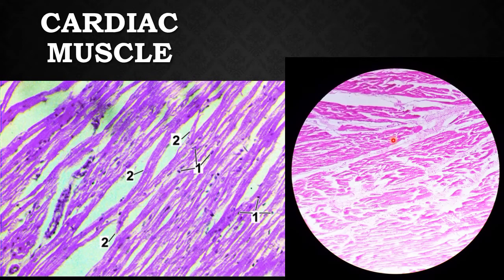Now cardiac muscle identification. Try to observe the muscle fibers. It appears almost like skeletal muscle, but they are present in bundles. Here all are separated from each other and they are connected with each other. Like here you can see the branches. That is nothing but the intercalated disc.